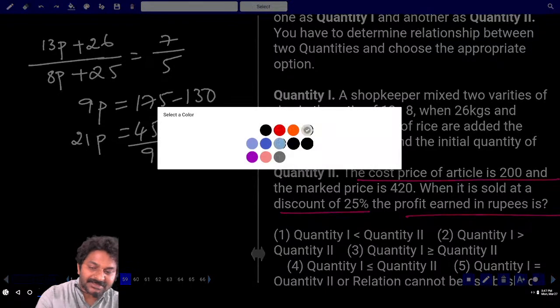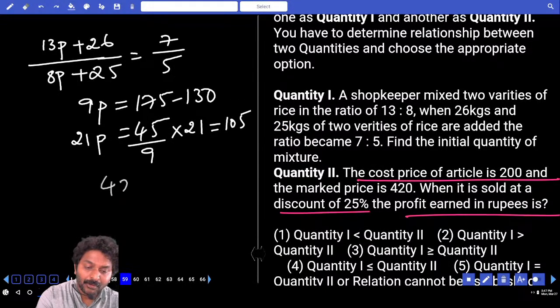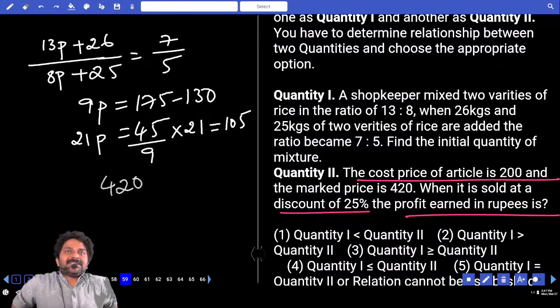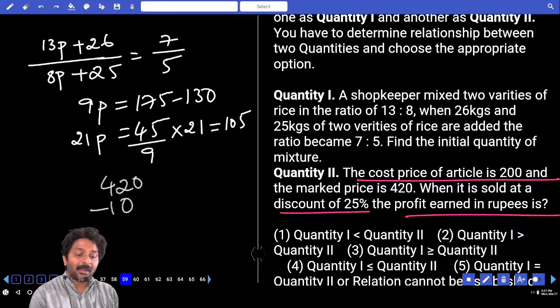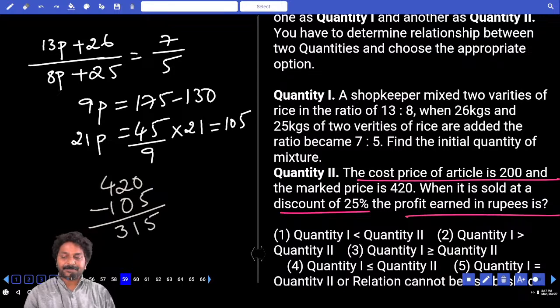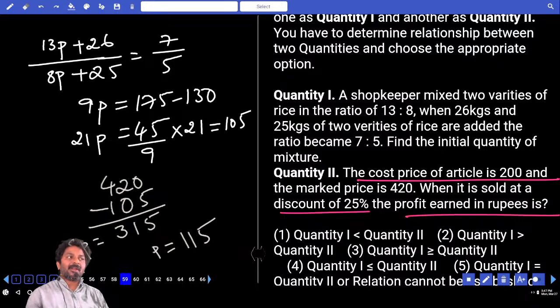What was market price? 420. 25% discount is offered, which is 105. Then the selling price is equal to 315. What was cost price? 200. If the selling price is equal to 315, how much profit is made? 115. Q1 was 105. Q1 less than Q2.